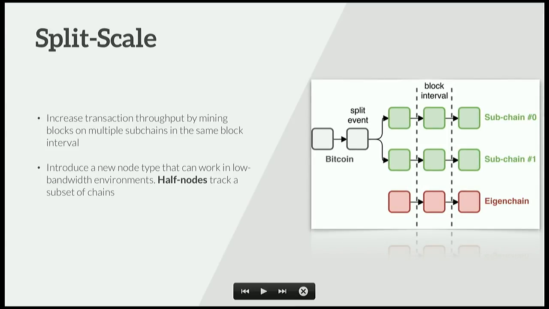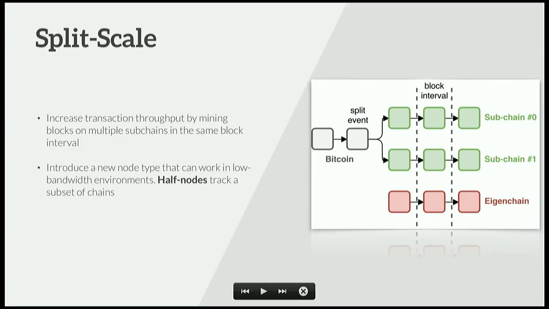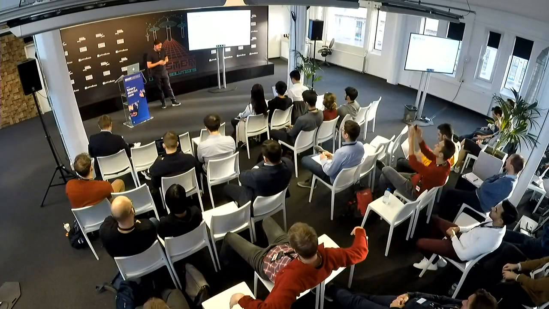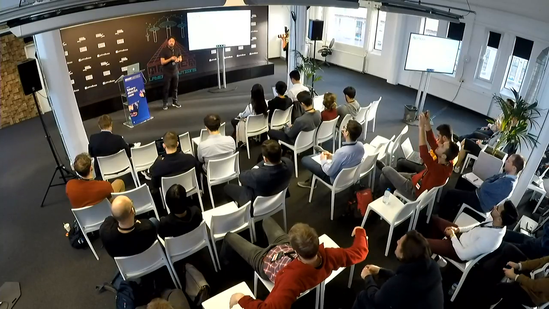I'm going to give you a quick summary. What we are trying to achieve here is we want to create multiple blocks in the same block interval for Bitcoin by creating multiple subchains. And we are going to introduce another chain called eigenchain, which keeps track of the subchain headers. And we are also going to introduce a new type of Bitcoin node called half node, which enables a user to track a subchain and an eigenchain instead of getting all the blockchain block messages.